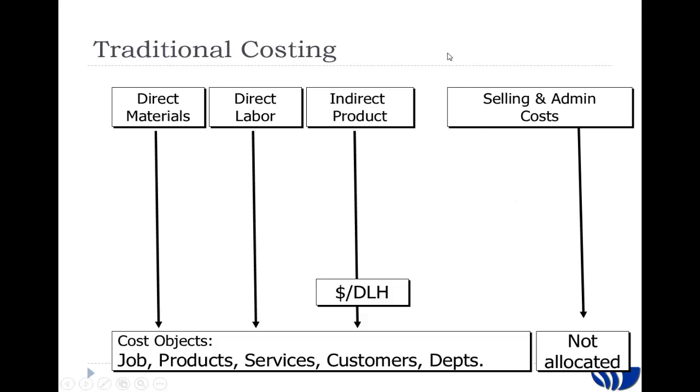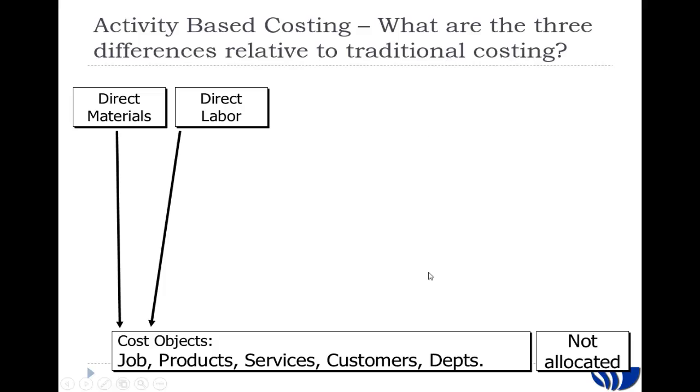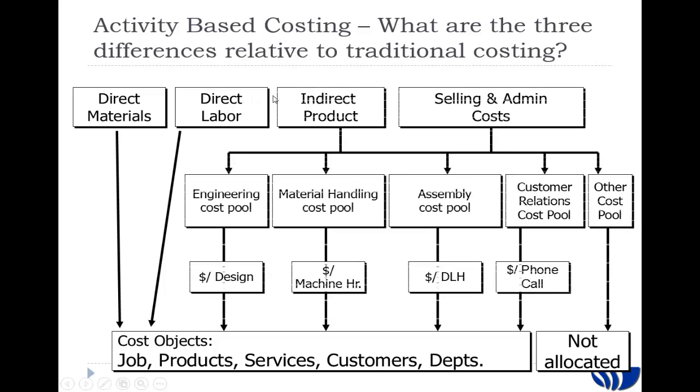Theoretically, how does activity-based costing differ? Well, it's going to start out the same. All right, we've got the same cost objects. The direct materials and direct labor costs are still easy to deal with, but here's the big difference. Boom. All right. Now, there's a few things that stand out in here.